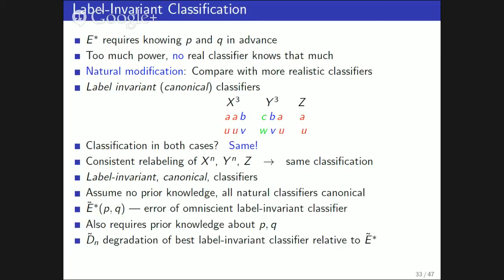So we want our classifier to be label invariant, but we're now comparing label invariant to label invariant. Okay, is that clear? So that's the modification that hopefully will take it from impossible to possible.